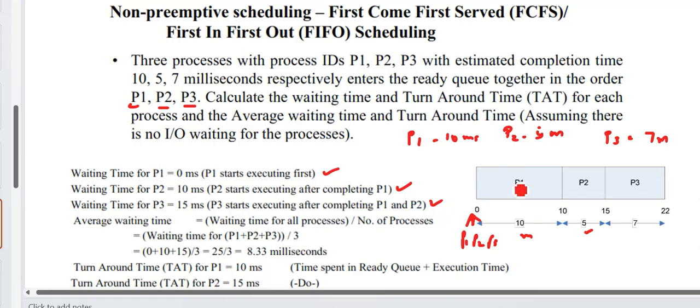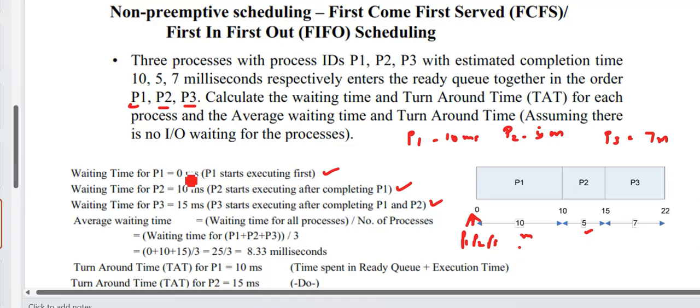I will repeat once again. P1, P2, P3 appeared together, starting from here, in the order P1, P2, P3. Since this algorithm is first come first serve, the waiting time for P1 is 0. But P2 should wait for P1 to complete, so it should wait 10 milliseconds. P3 can start after completion of P1 and P2. P1 completes in 10, P2 completes in 5, so 10 plus 5, 15 milliseconds it should wait. So this is the waiting time of P3.